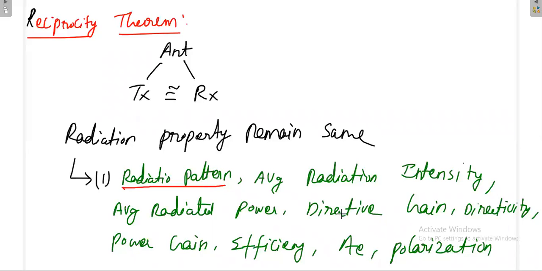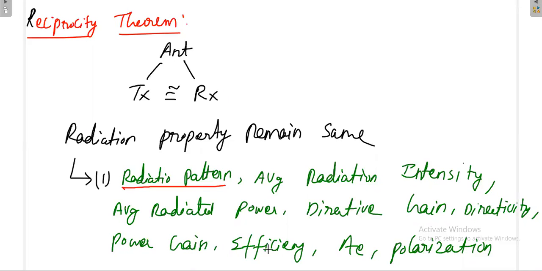Directive gain. When you use a practical antenna, as compared to the isotropic antenna, you will be getting more power. How much more power you are getting when you use a practical antenna as compared to the isotropic antenna is given by the directive gain. This is the gain of the antenna. The maximum directive gain is called directivity, and power gain also we can calculate. There is a minor difference between the directive gain and power gain. If you calculate the gain with respect to the transmitted power, that is directive gain. If you calculate the gain with respect to the input power, that is the power gain.